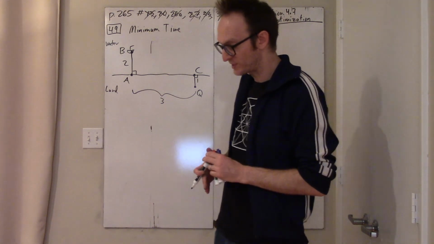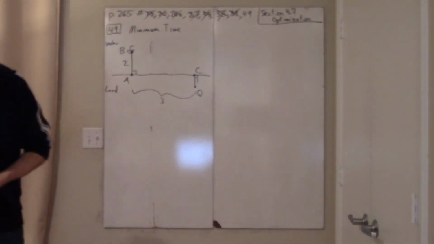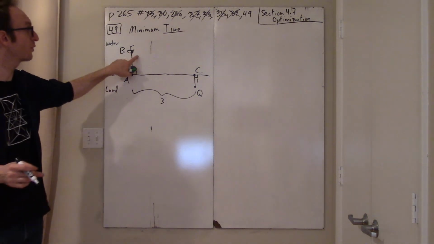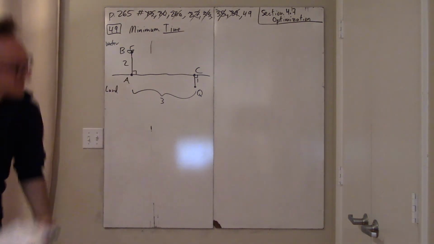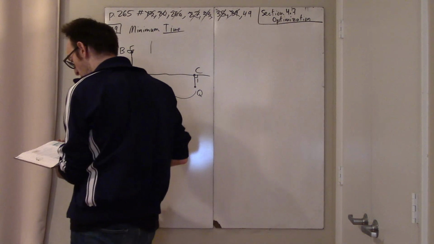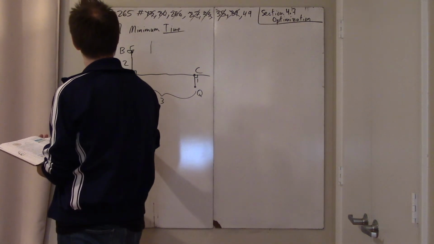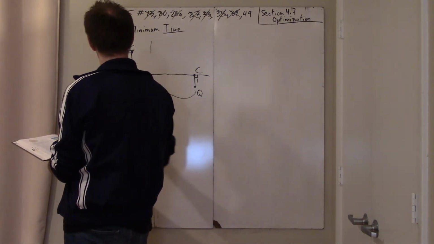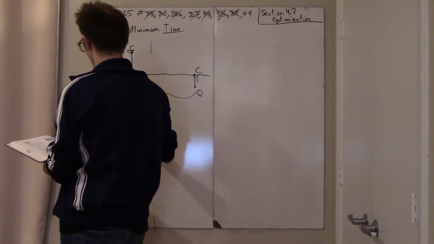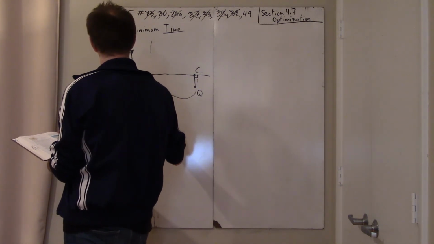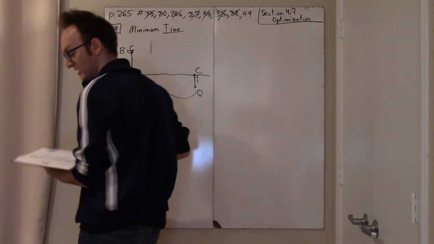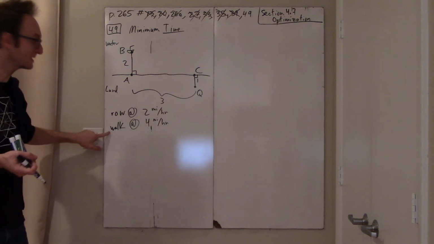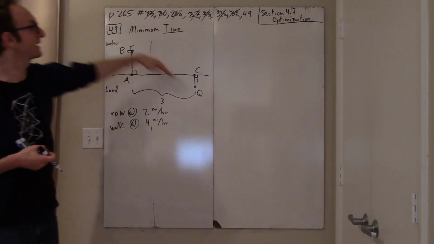The answer for this problem is, all we care about is minimizing time. And so what's relevant is how long it takes to row versus how long it takes to walk. Okay, let's just write this information down now. What do we know? We can row at 2 miles per hour, but we walk at 4 miles per hour. And that's the only information we need. Now, if it turned out that we rowed and walked at the exact same rate, then we would just head directly from B to Q.